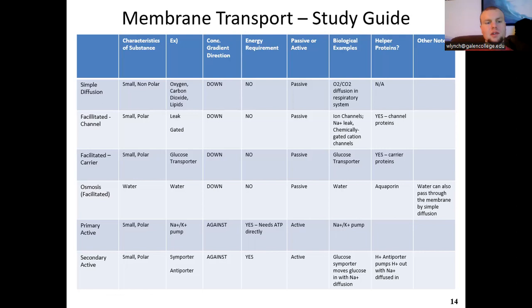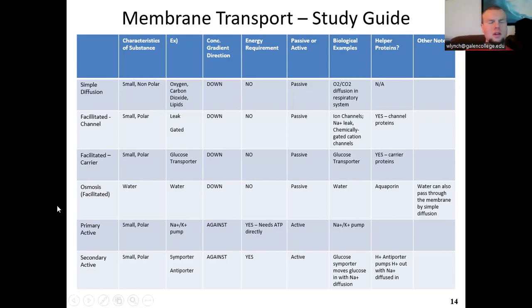Our last passive process is osmosis. Osmosis is simple diffusion of water. So this is movement of water down the concentration gradients, and it can be either through simple diffusion or an aquaporin, which is a channel-mediated complex.